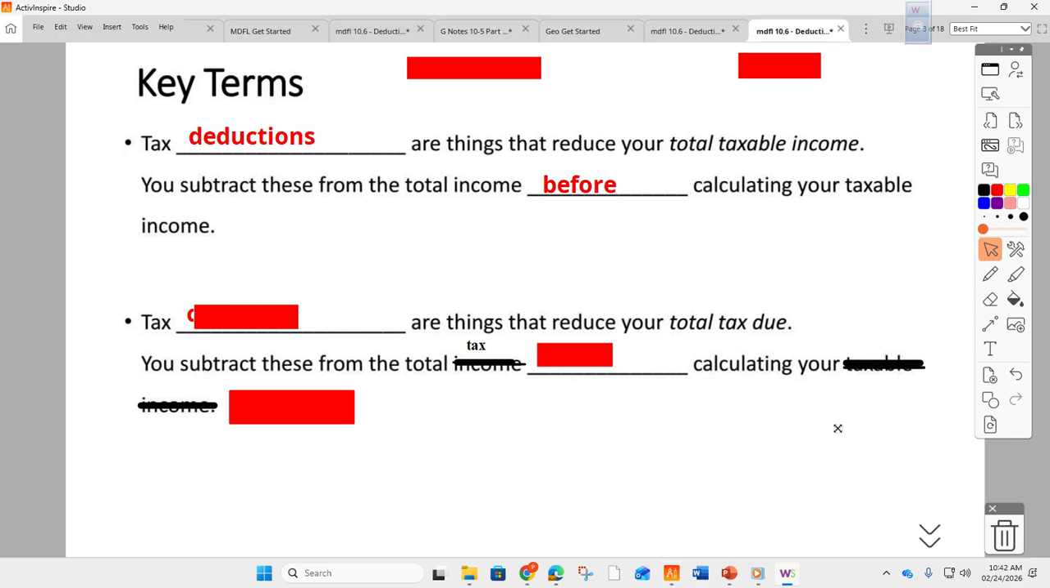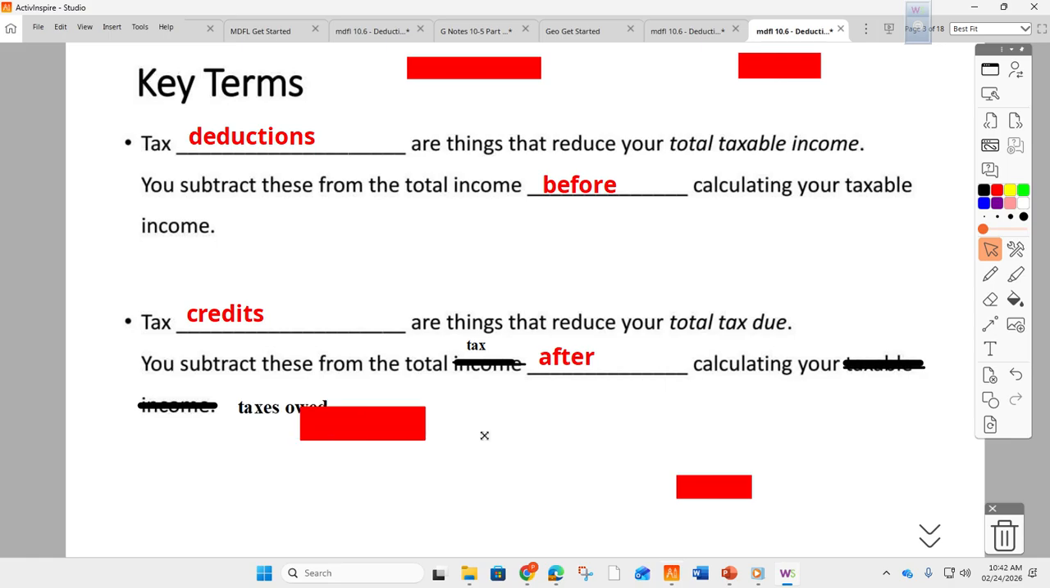Tax credit. Tax credits are things that reduce your total tax due. So you subtract these from the total tax after calculating your taxes owed. So you owed $5,000 in taxes, but you have a $1,500 child tax credit or that American, what's called, that tax credit for college kids or that credit, whatever, then you subtract that directly from your taxes owed. You don't have to pay that.